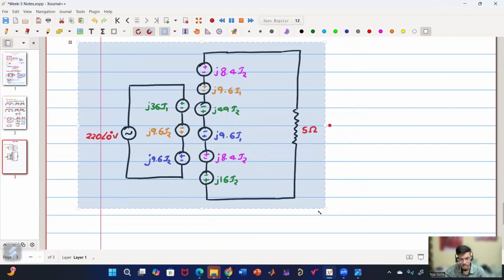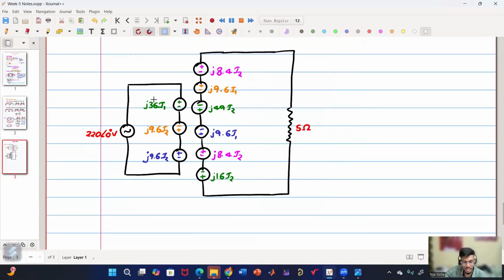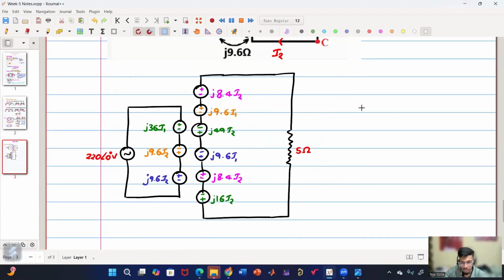So I'll just slightly reduce the size so that we can see and write. Okay, so first write KVL here, one equation, and then KVL here, another equation. So we'll solve for I1, I2, two equations, two unknowns. I am starting from here and then traversing in this way. Same, I'll also be starting here and then traversing in this way.